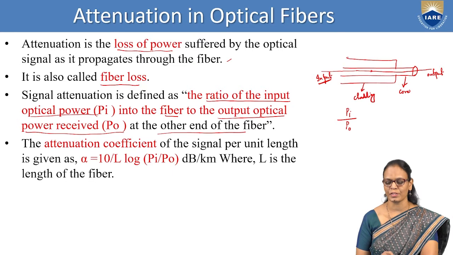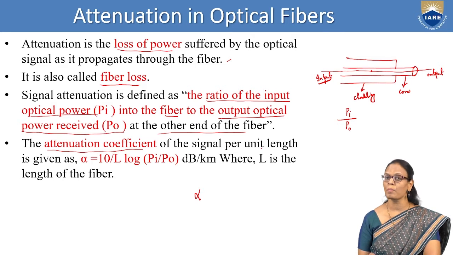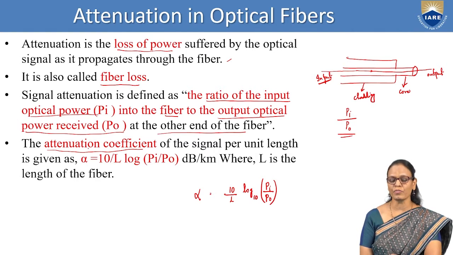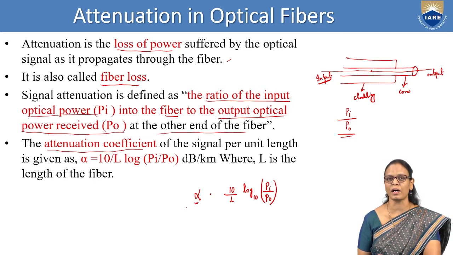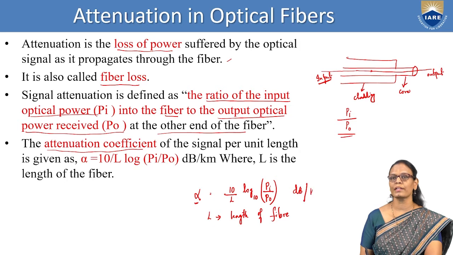Now the attenuation coefficient, which we denote by alpha, is measured per unit length of the signal, and it is given by 10 by L log to the base 10 Pi upon P0. So Pi by P0 we call the signal attenuation. When we write the formula for the attenuation coefficient, alpha is equal to 10 by L log to the base 10 Pi upon P0. Here L represents the length of the fiber. And this is measured in decibels per kilometer.